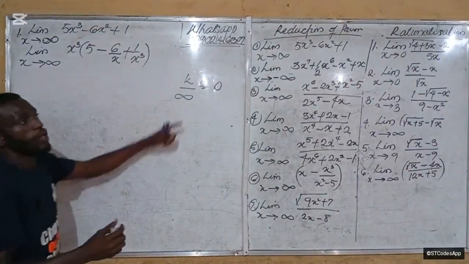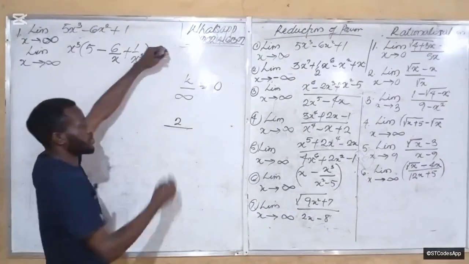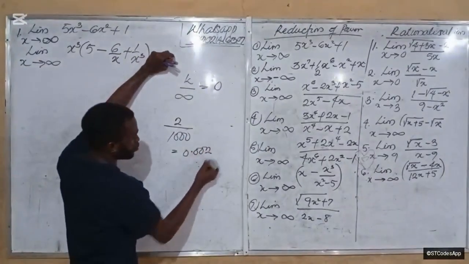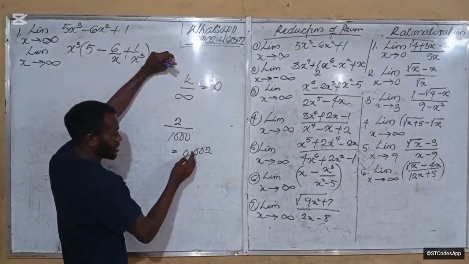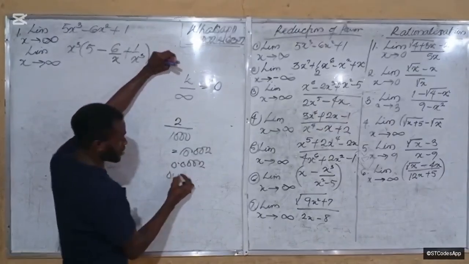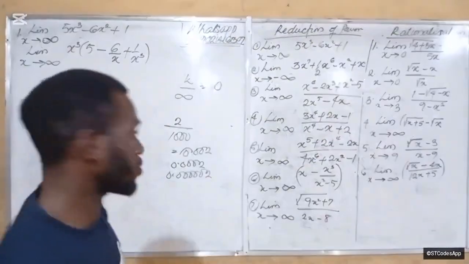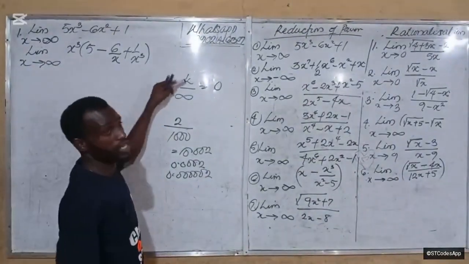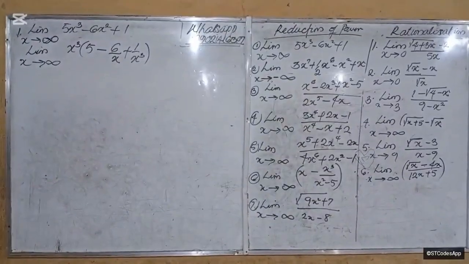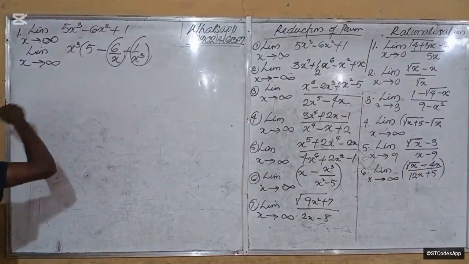For example, if I use 2 as my constant and I divide by big numbers like 1000, if I divide 2 by 1000, I'm going to get 0.002. If I divide by 10,000, this is going to decrease further to 0.0002. By 100,000, 0.000002. So you see that the value of the numbers keep reducing. So that's why when you divide a constant by infinity, you're going to get 0. So here we have that these guys will eventually tend to 0 by the time we plug in this guy.